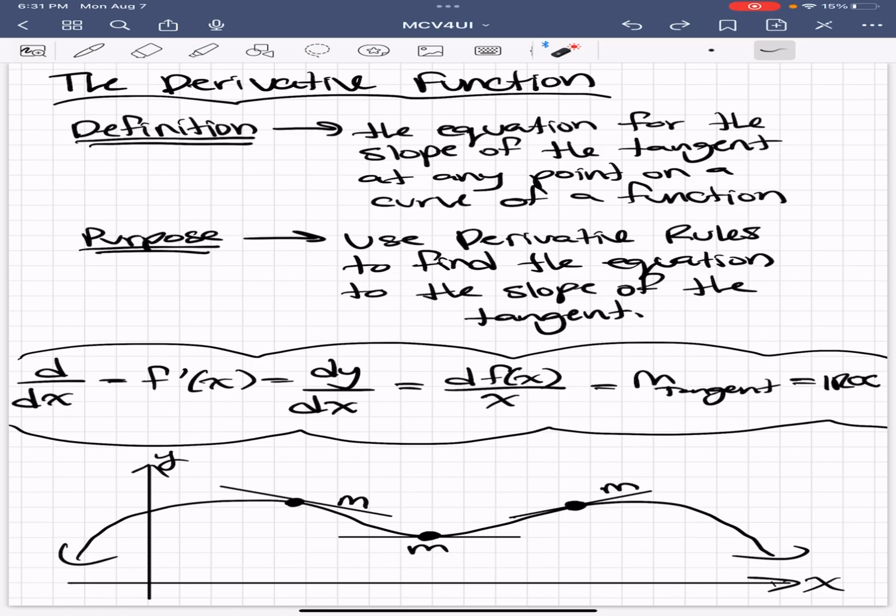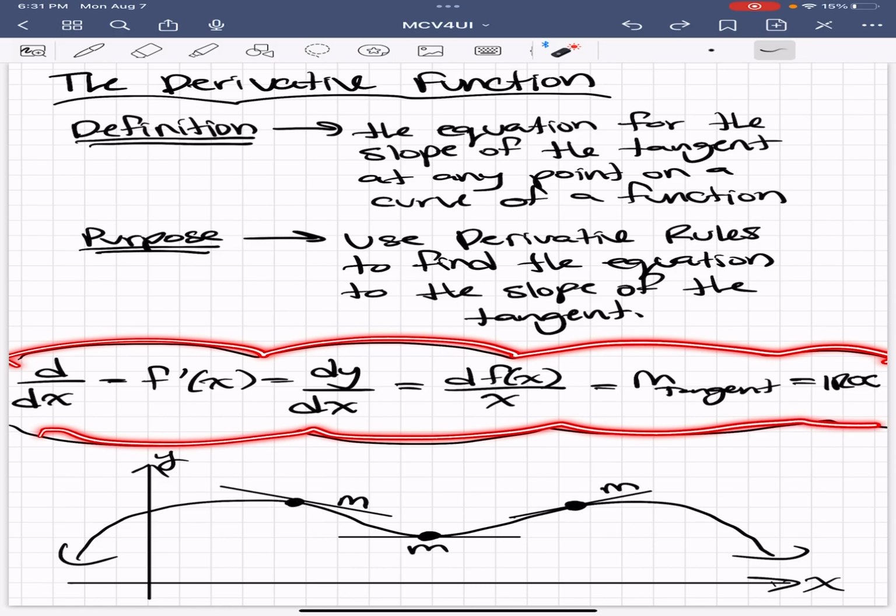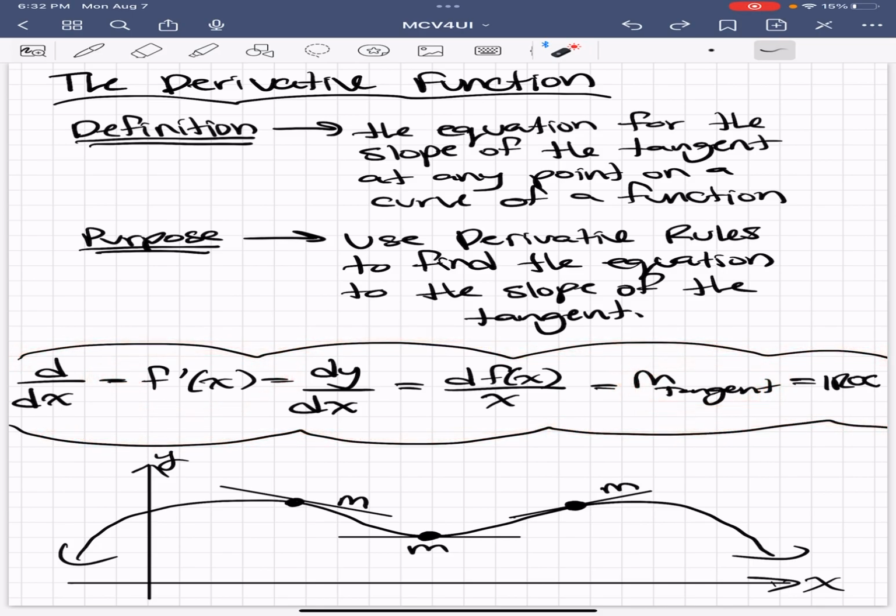Now these, in the big bubble here, are all different things that could mean the derivative. So if you see any of these, it means that you're finding the slope of the tangent. This one's my favorite, and we'll be using this one. As you can see here, there are equations to the slope of the tangent at different points on the curve.